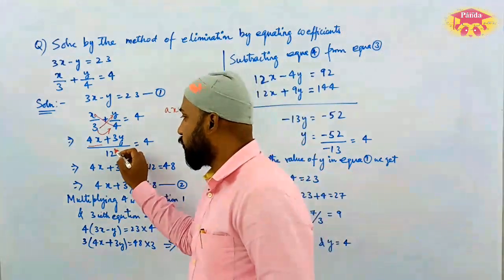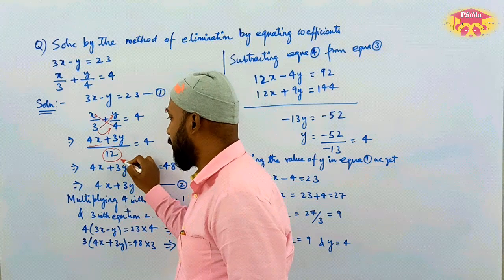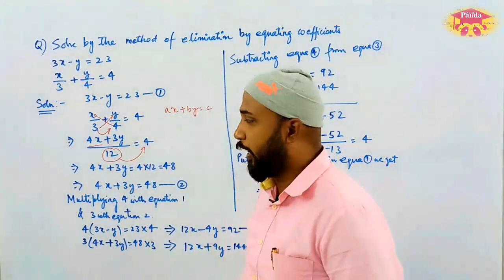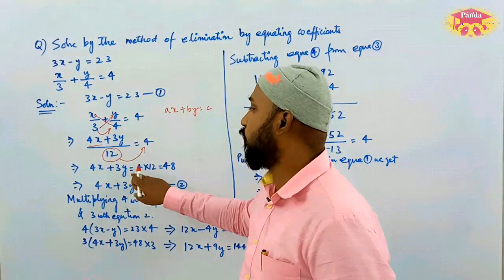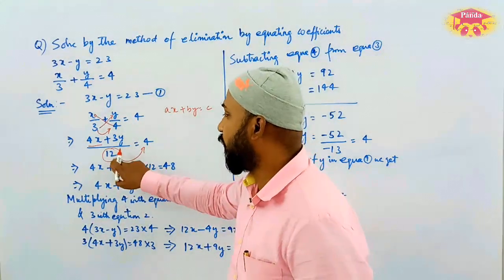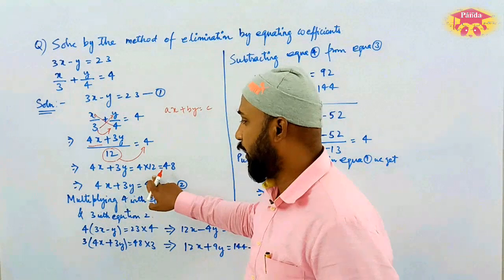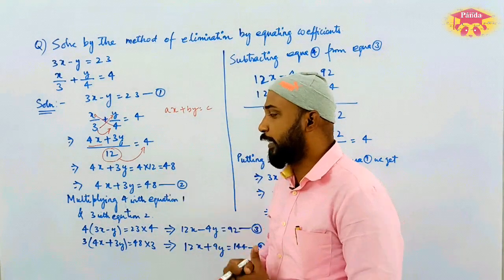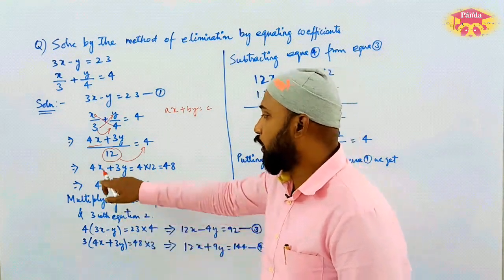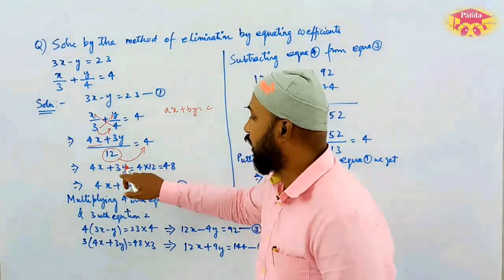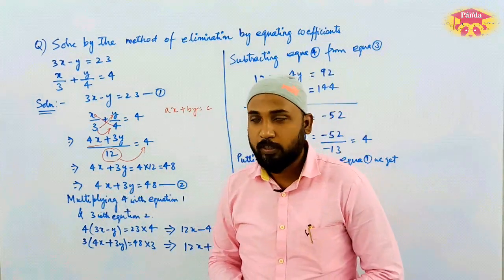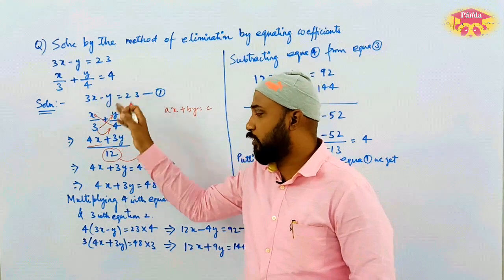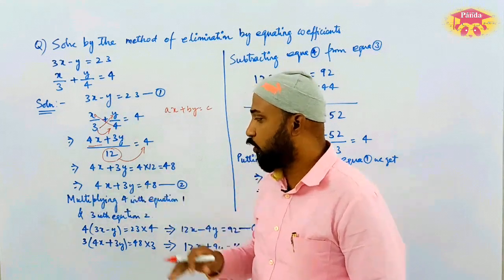Now you see this 12 is divided over here, coming on this side it will get multiplied with this 4. So 4x plus 3y equals 4 into 12, and we get 48. Now this equation 4x plus 3y equal to 48 becomes our equation 2. See, equation 1 we have 3x minus y is equal to 23 and 4x plus 3y is equal to 48.